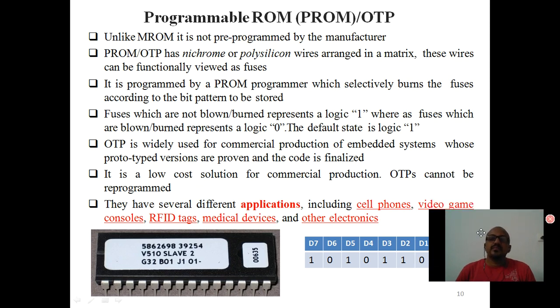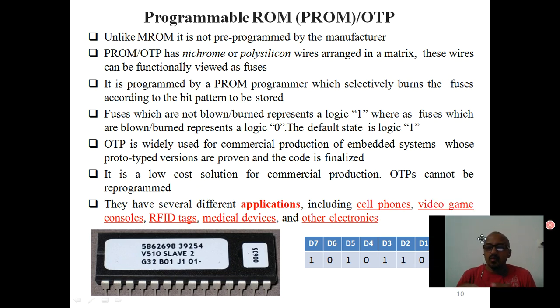Next one is a programmable ROM, also sometimes called an OTP. Unlike an MROM, or masked ROM, the previous type of ROM we discussed, it's not pre-programmed at the time of fabrication, and users are allowed to burn a program onto the memory only one time, as it comes in a wire-arranged matrix.